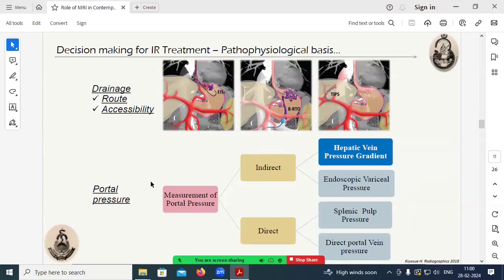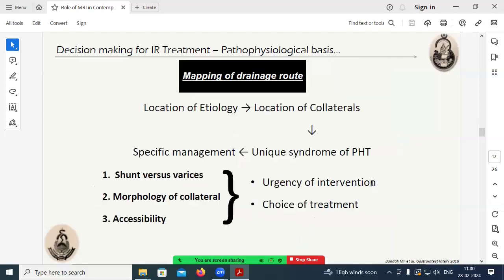The second thing is that the gold standard even today for evaluating the portal pressure is the hepatic venous pressure gradient. Although other things are also there, HVPG monitoring should be done. In advanced, high volume centers, all treatment, even the endoscopic treatment and the medical management, should ideally be based on HVPG measurement. Although we'll see that there are certain non-invasive techniques also which are coming. And the mapping of the drainage route in turn decides the urgency of intervention and the choice of treatment. Because by this, we will get an idea of what the collaterals are, where they are located, how we can reach them, and what approaches we can use to reach those collaterals.